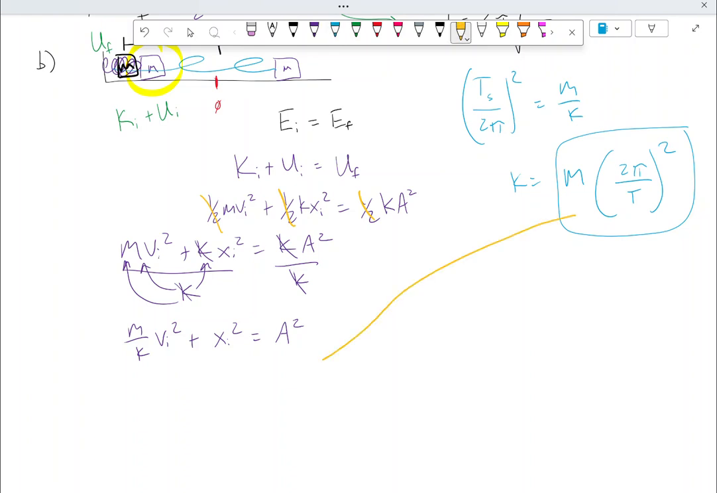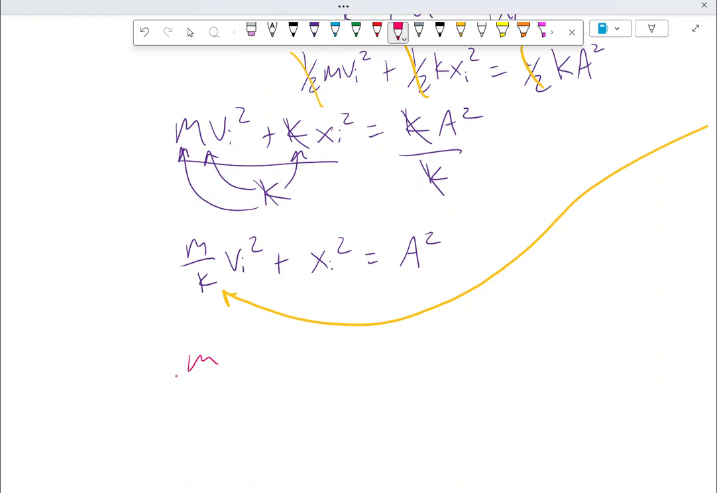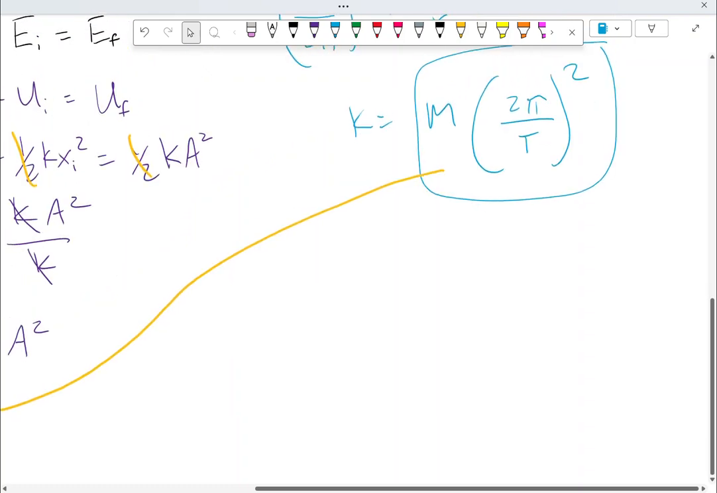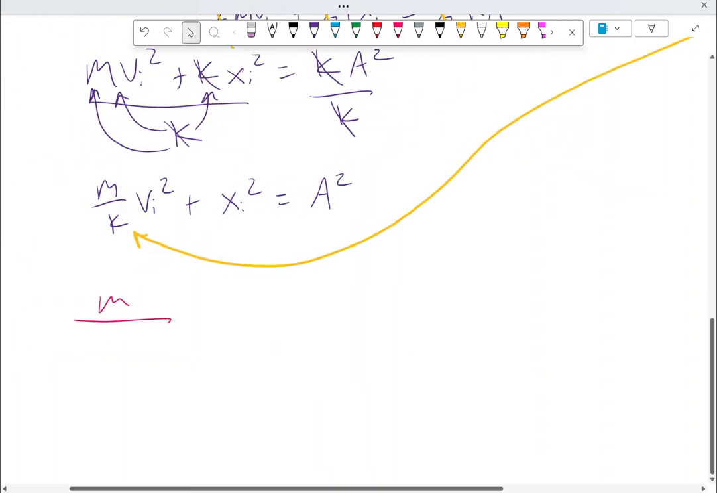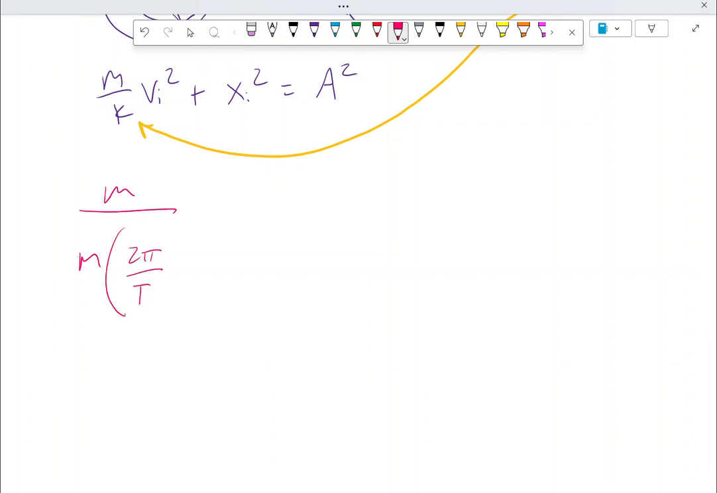Let's plug that in there. Again, you might just say, oh, plug in numbers, which I can definitely do, but that's going to make me... Let's see. We got m over 2 pi over the period of a spring mass system squared. So this is going to be m times 2 pi over the period of that spring mass system squared. We got v initial squared plus the initial position squared, and then a squared.